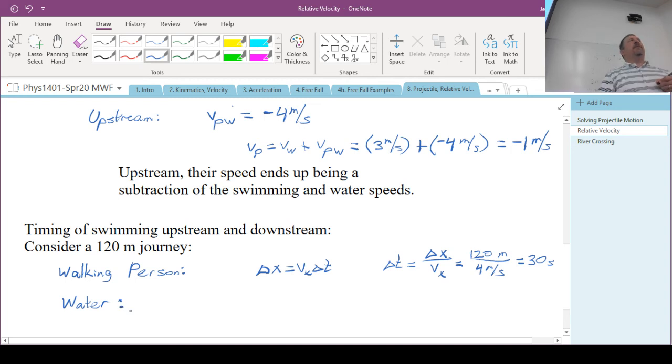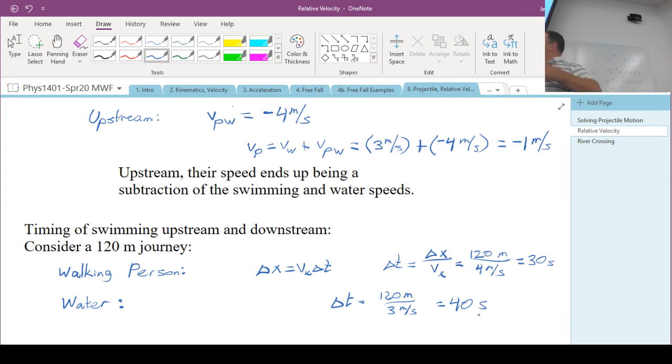If you think about just the water by itself, the water was moving 3 meters per second, so then delta t is equal to 120 meters over 3 meters per second, which is 40 seconds. So if you threw a ball into the water, it would take that ball 40 seconds to flow downstream 120 meters.